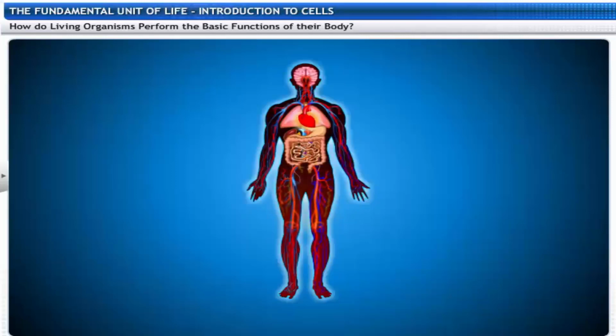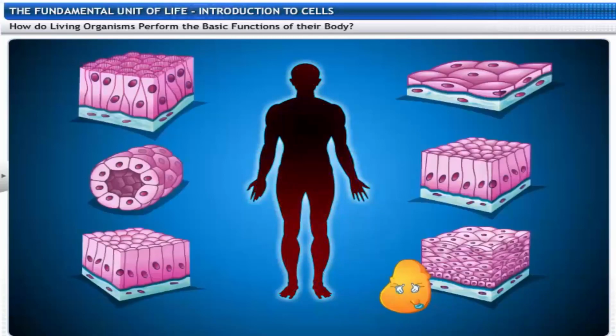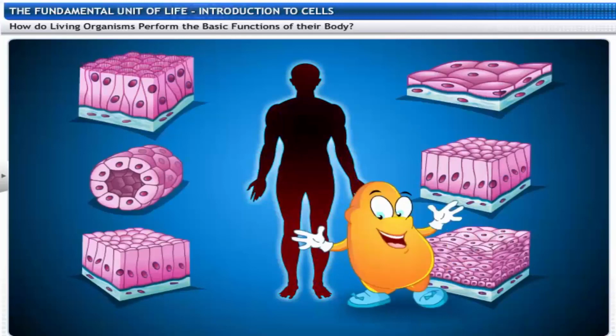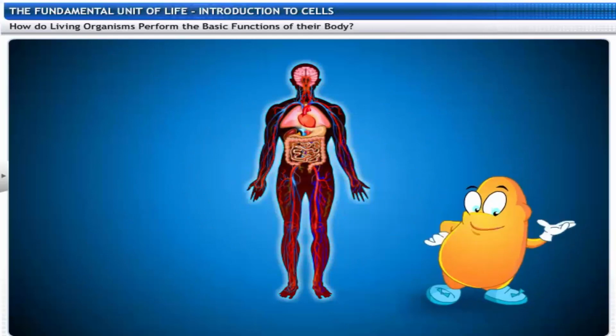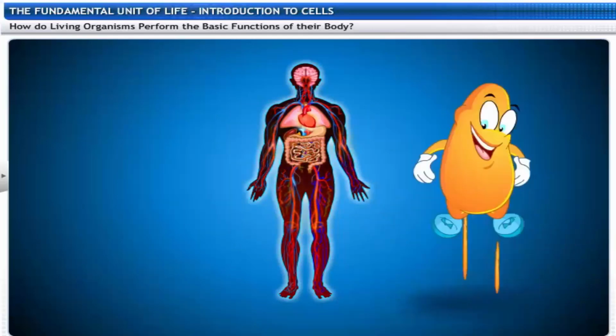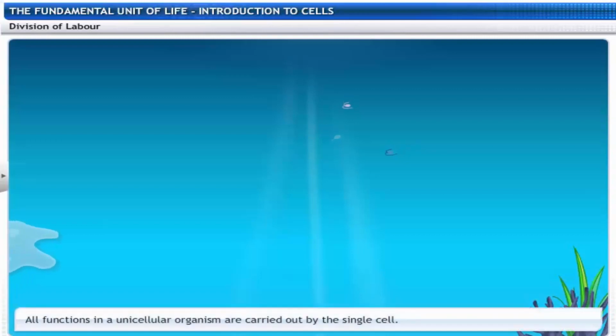Living organisms perform the basic functions through division of labor between different organs. Different cells have different jobs allotted to them, and we all work as a team for the body to function. All functions within a unicellular organism are carried out by the single cell itself.